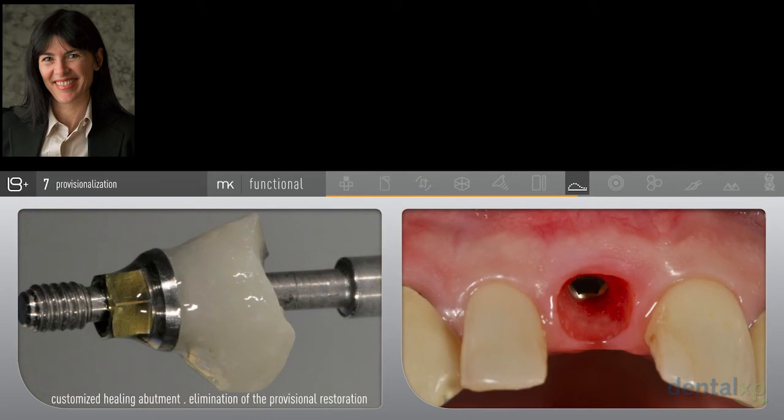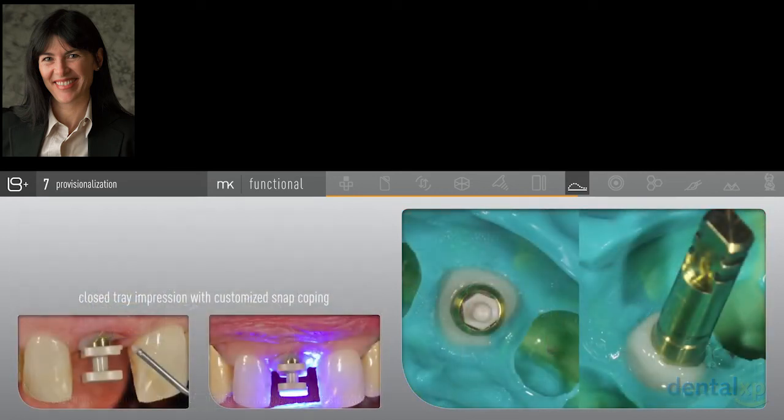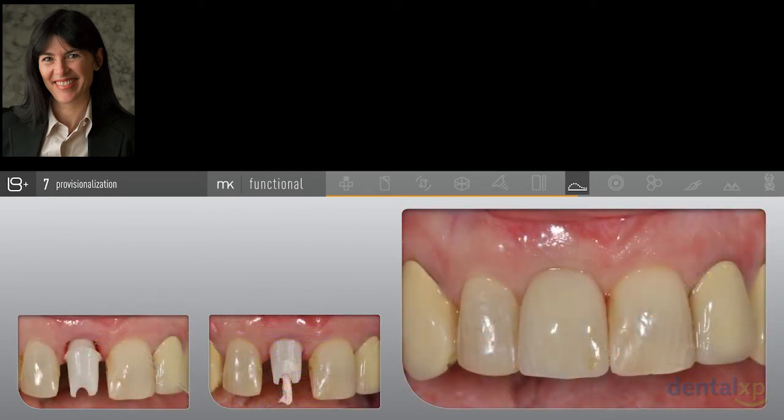At first, I was going from my custom healing abutments to a provisional restoration, and I started looking at that. I said, it makes no sense. It's a step that, in fact, we can skip today. So I took off my custom abutment or healing abutment, and we're doing the final restoration here, customizing an impression coping, and literally going right to final restoration.